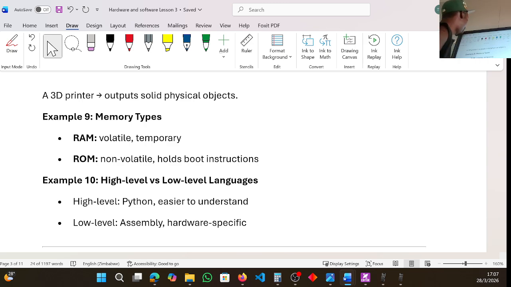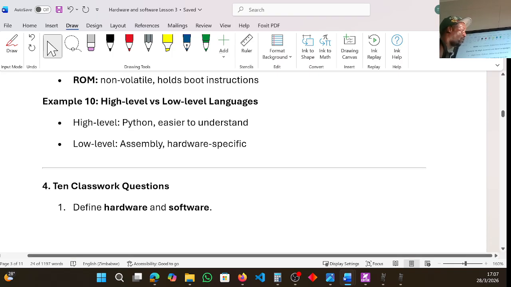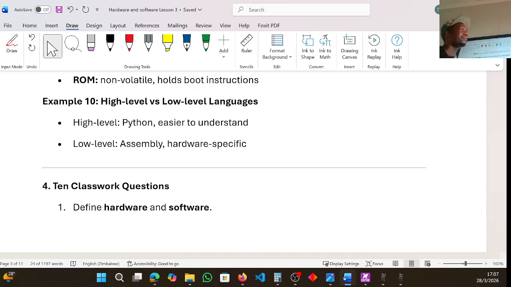We don't lose it when power goes off. High level versus low level languages. High level, like we were saying, is more human readable, like Python, Java, JavaScript, HTML, you name them, all those that one can properly follow as you read the instructions. Then low level, this is assembly or hardware specific. Here we are interested in maybe hexadecimal communication stuff, which is more readable to machines themselves.